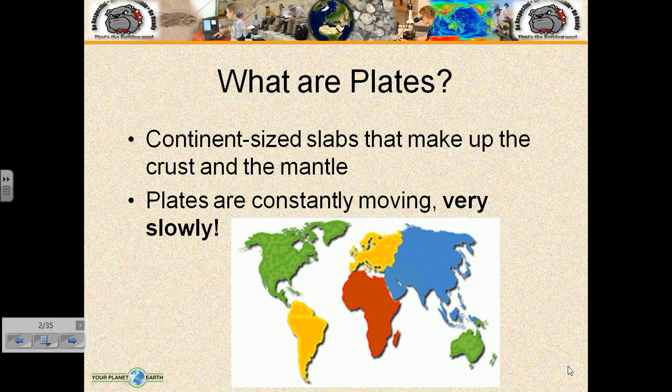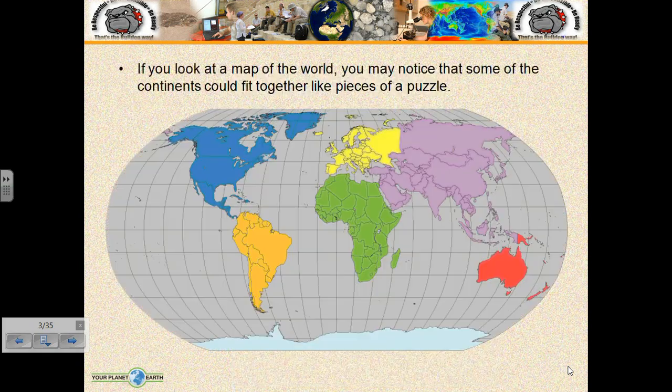Plates are constantly moving, but they're moving very slowly. If you look at the map of the world, you may notice that some of the continents could fit together like pieces of a puzzle.